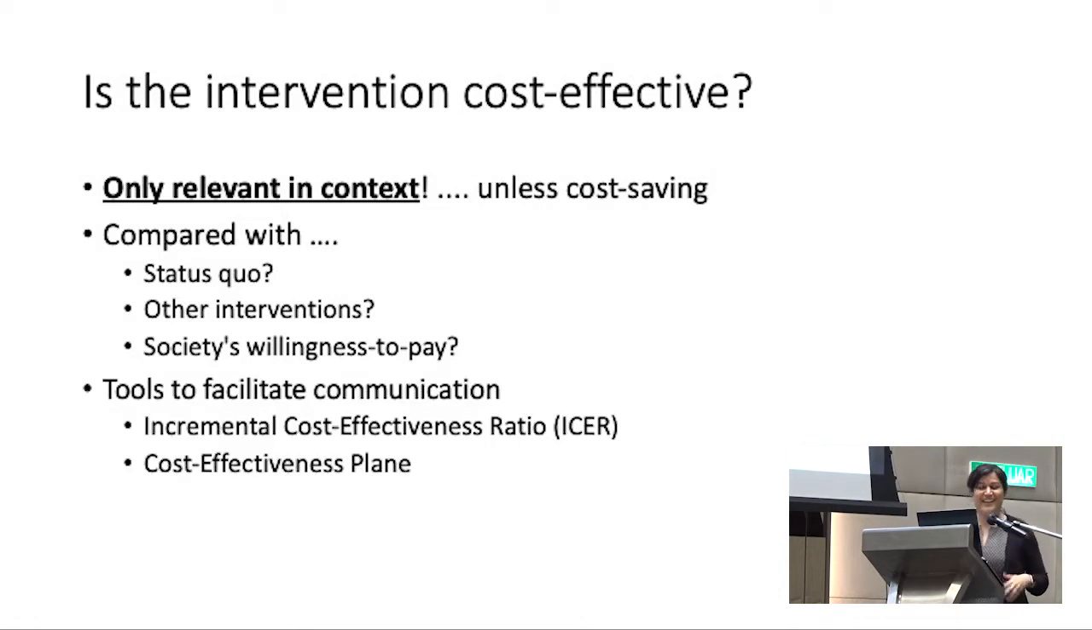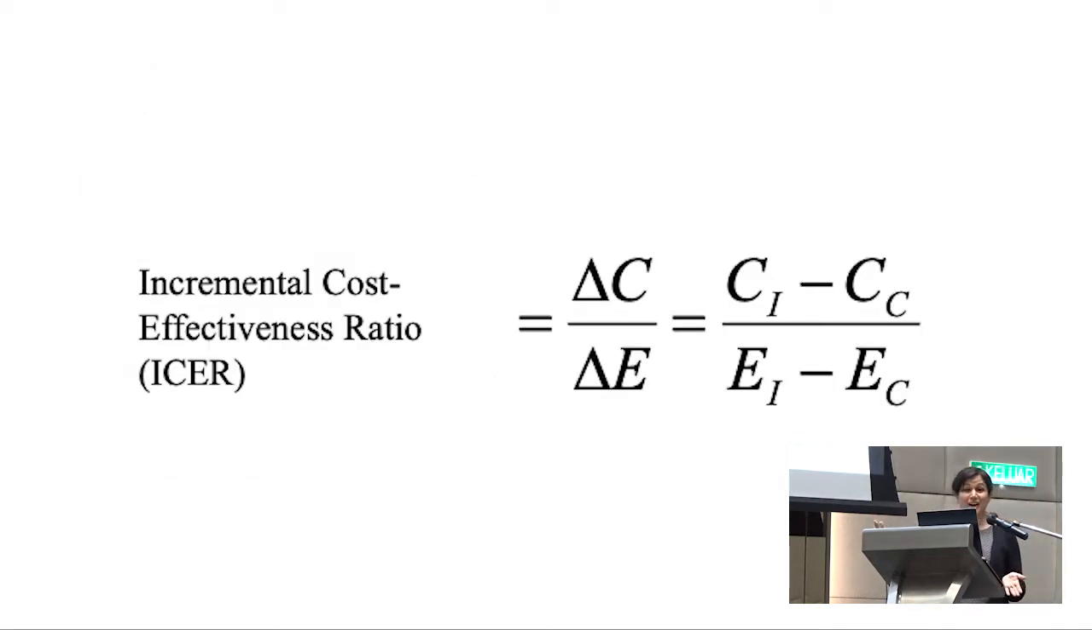So we have some tools to assess and think about cost effectiveness, and I'm going to focus on the two most commonly used, which are the incremental cost effectiveness ratio and the cost effectiveness plane. The incremental cost effectiveness ratio is literally exactly what the name says. You're looking at the delta cost, right? The cost of the intervention compared with the cost of the comparator intervention, the next best intervention, and then you're putting that over the difference between the effectiveness of the intervention and the effectiveness of your next best intervention.